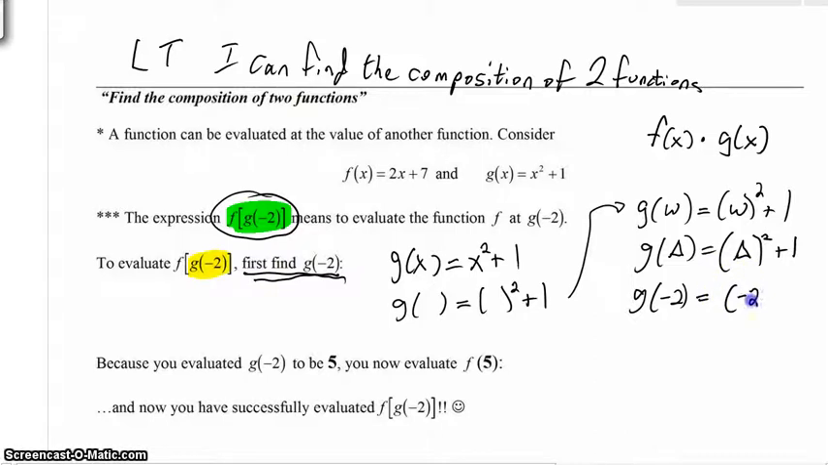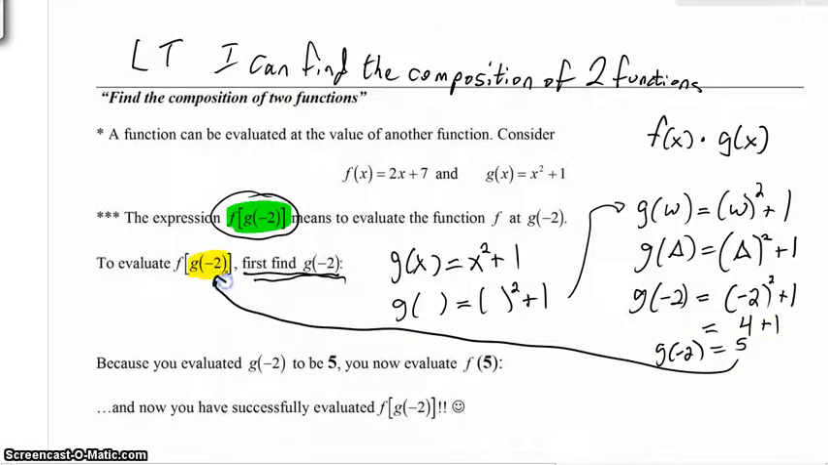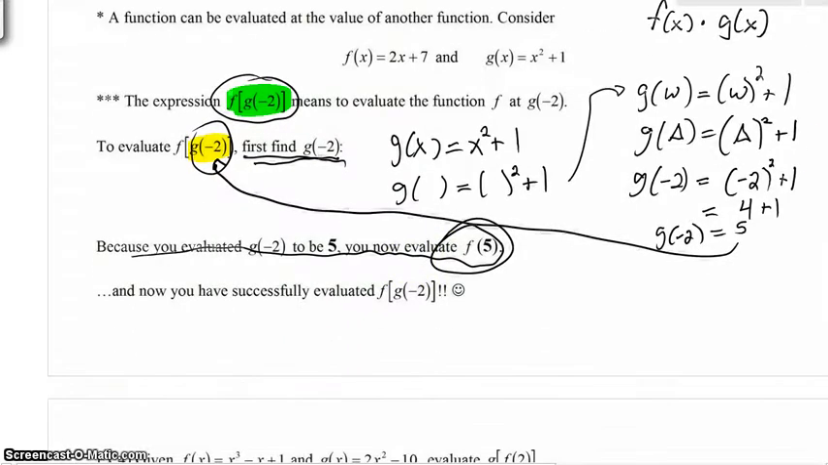G of negative 2 then is negative 2 squared, inside parentheses, mind you. Negative 2 squared with those parentheses, well, that works out to a 4. Negative 2 times negative 2. A negative times a negative is a positive, and 4 plus 1 is 5. So g of negative 2 is 5. What that really means is this yellow portion, that highlighted g of negative 2, is really the number 5. So now we evaluate f of 5, and then we'll be done.